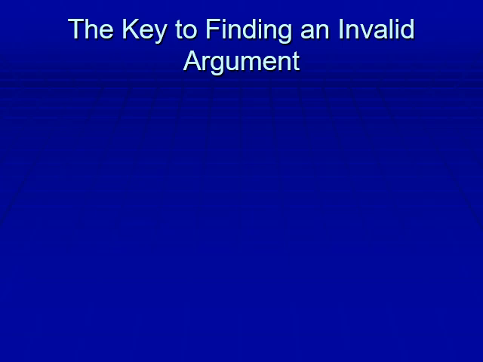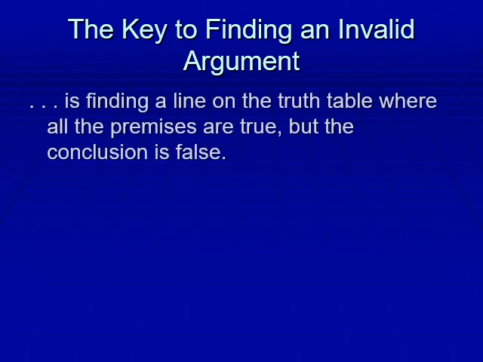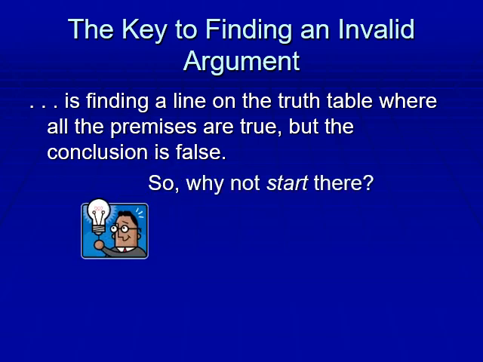when you're checking validity or invalidity, the key to finding an invalid argument is this. It needs to be that all the premises are true, but the conclusion is false. Putting that in terms of truth tables, it means finding a line on the truth table where all the premises are true, but the conclusion is false. But why find all the other lines? There's an idea there. Why not start there?